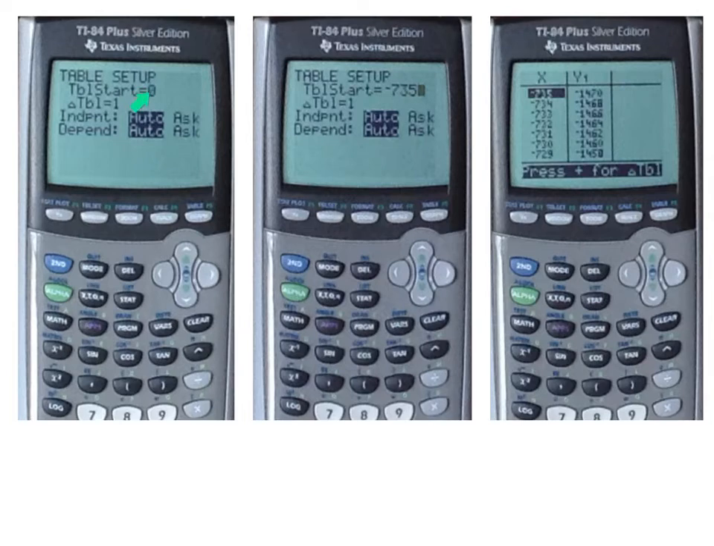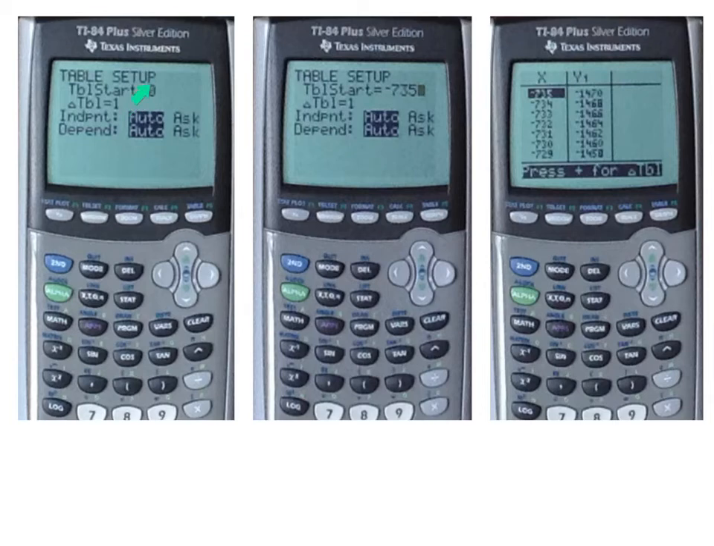So when it says table start, it's just where your table is starting right now. Right now my table is at 0. If you were doing something else in your table and then pressed the table set key, you may have a different number here than a 0. It's just where your table is right now.